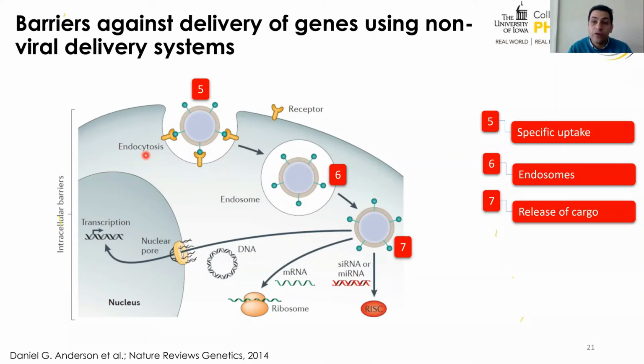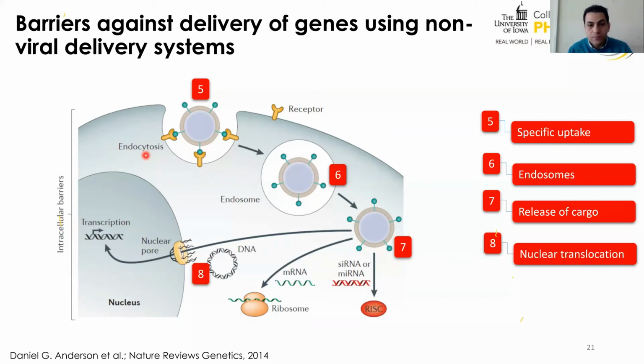Finally, if your formulation is able to escape from the endosome, you have to make sure that it can release its cargo. It can release the DNA or the messenger RNA or the siRNA inside the cells. Because if you have delivery systems that are highly bound and highly condensed and bound strongly to your DNA or your genetic material, and it reaches the cytoplasm and it's not able to release your genetic material, then it will definitely not work.